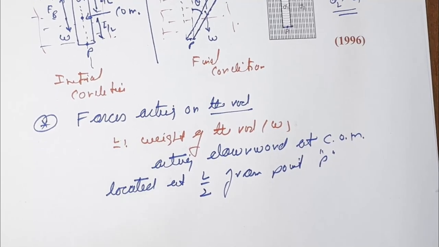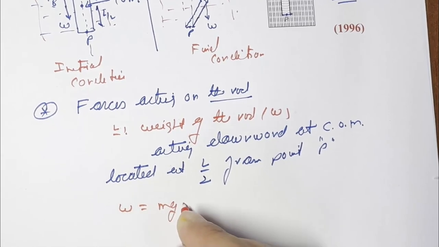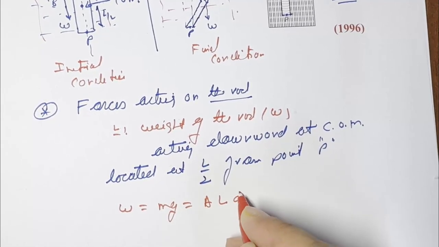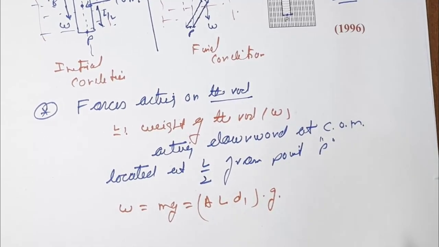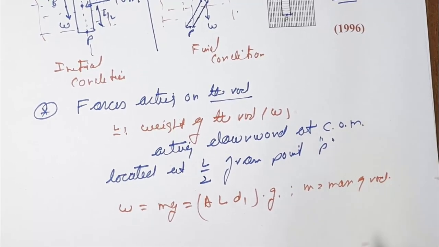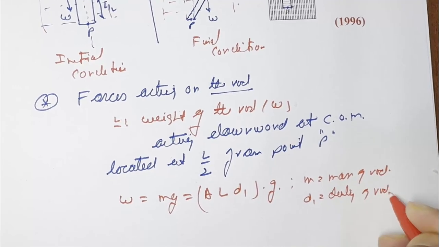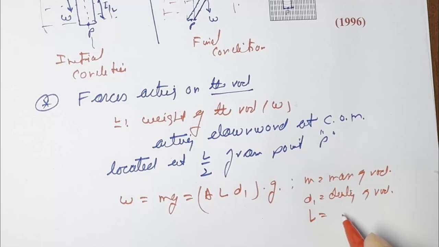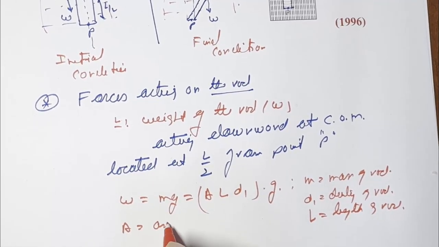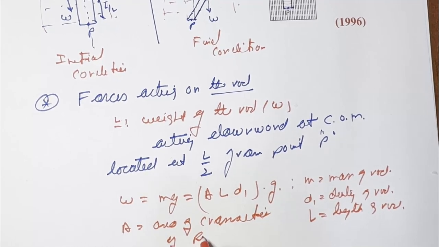So therefore we can say that this W will be equal to mg, and mg can be written as A multiplied by L multiplied by D1 multiplied by g, where m is the mass of the rod and D1 is the density of the rod, and L is the length of the rod, and A is the area of cross section of the rod.